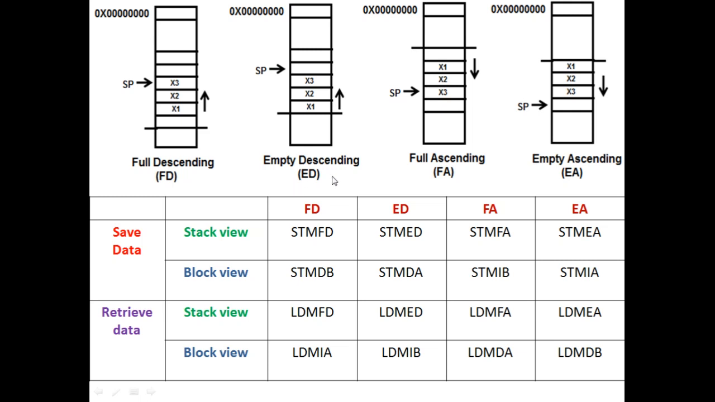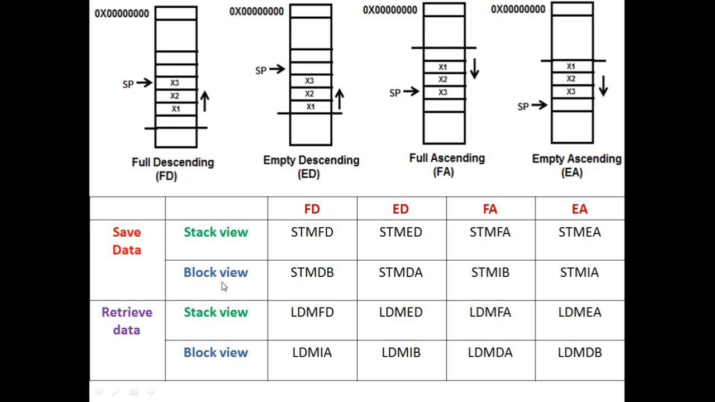Empty descending stack. So what you see in this case is that initially the stack pointer may be here. When the first number is saved, it is saved first and then the stack pointer is decremented. The second number is saved and the stack pointer is decremented. The third number is saved and the stack pointer is decremented. Because the stack pointer decrements after storage of every number, it is a descending stack. And because of this, the stack pointer points to the first empty location on the stack, so it is called an empty descending type of stack. So this is the corresponding instruction: store multiple, empty descending.